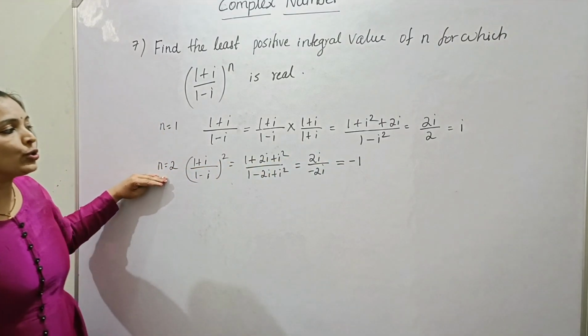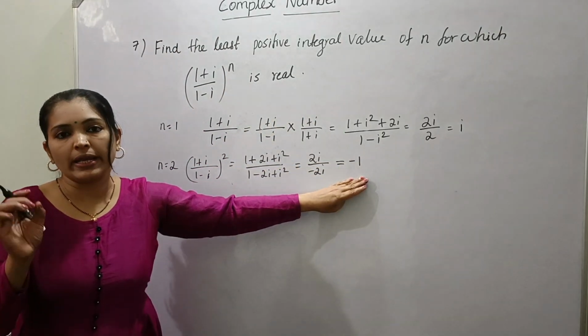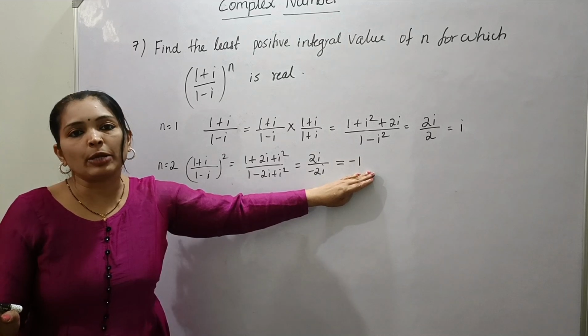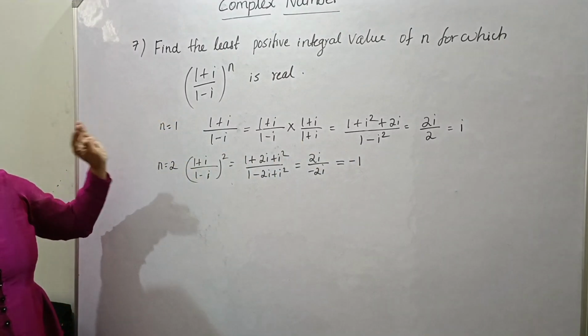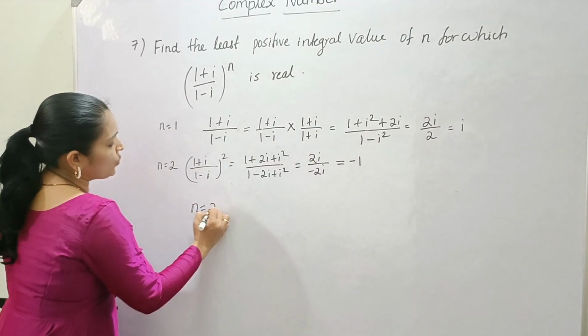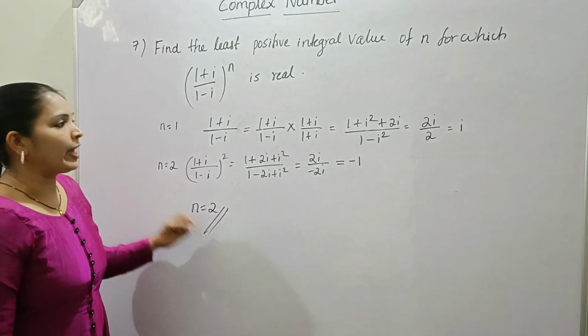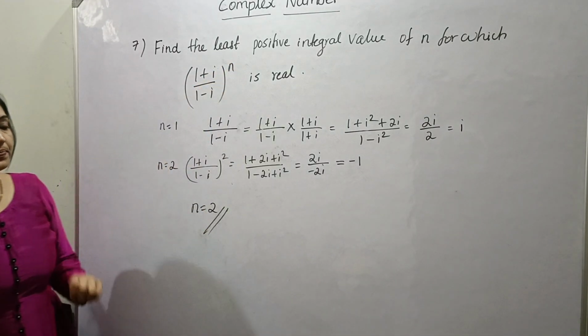So when n is equal to 2, this complex number is minus 1, a real number, and here the imaginary part is 0, that is a real number. Okay, so what is the least value of n? That is, n is equal to 2 is the least integral value for which this complex number is real.